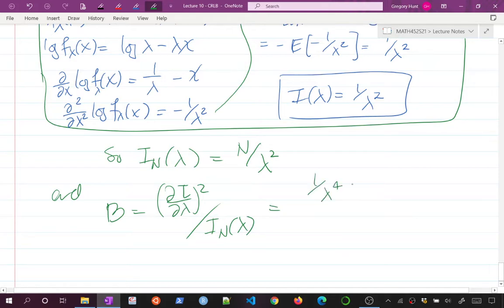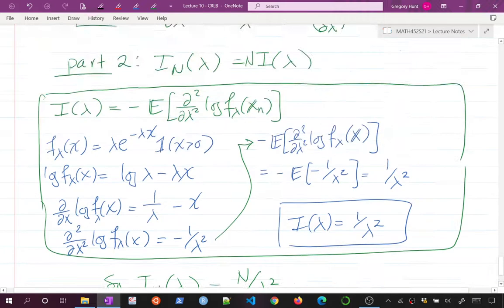Okay, 1 over lambda to the fourth is our numerator, and the denominator is n over lambda squared. Now, if I have not made any mistakes, which is never guaranteed, what do we get here? We get 1 over n lambda squared, right? We can cancel that lambda to the fourth with the lambda squared to get lambda squared, which ends up in the basement there. So it's 1 over n lambda squared. That is my CRLB. So this was step 3.